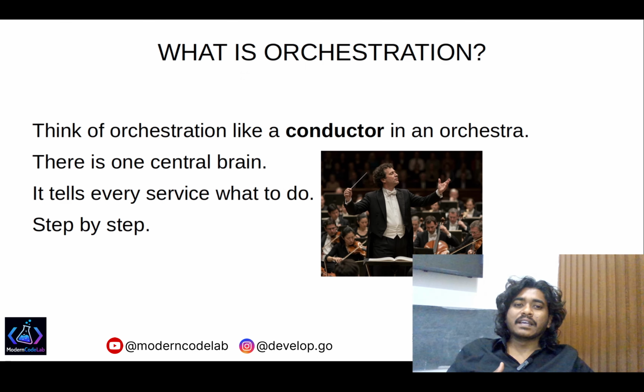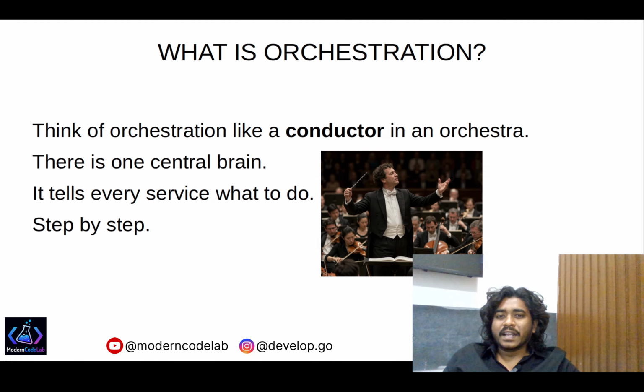Now, let's go to the topic: what is orchestration? Think of orchestration as a conductor in an orchestra. There is one central brain, like the conductor in this example, who will be managing the musicians, right? He tells everyone what to do, in what phase you need to play the instruments, etc. When it comes to microservices, the central brain actually tells every service what to do, step by step, one after the other: what happens next, which service will call the next service, and how the functionality shifts from one service to another. All these things are controlled by a particular thing called orchestration.